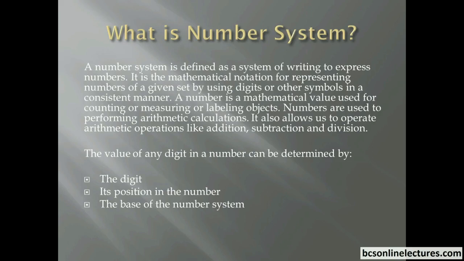Now let's look at the definition. A number system is defined as a system of writing to express numbers. It's a system to express numbers. We need to tell numbers, values, counts to other people, so to do that, we need a number system. It is a mathematical notation for representing numbers of a given set by using digits or other symbols in a consistent manner. To express a value, we need to write something, so we need symbols. All that we write are symbols. So we need symbols to write down this value. Not any kind of system.